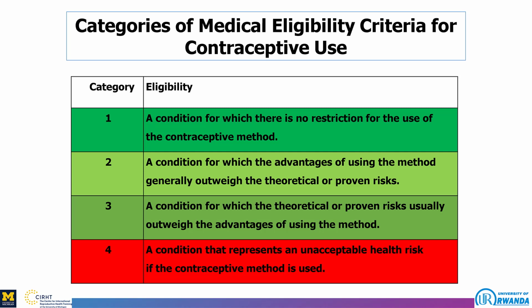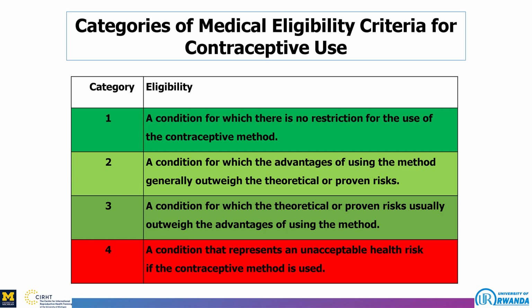In category 2, where we have the light green, this is a condition for which the advantages of using the method generally outweigh the theoretical or proven risk. In category 3, this is a condition for which the theoretical or proven risk usually outweighs the advantages of using the method. And the one that we see in the red, we say that is a condition that represents an unacceptable health risk if the contraceptive method is used.